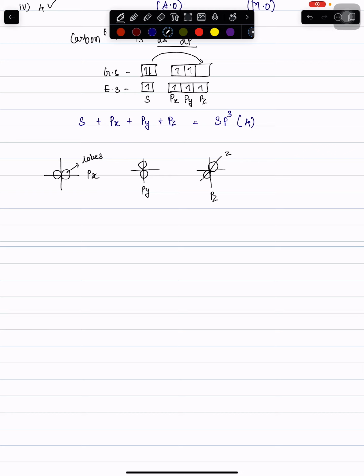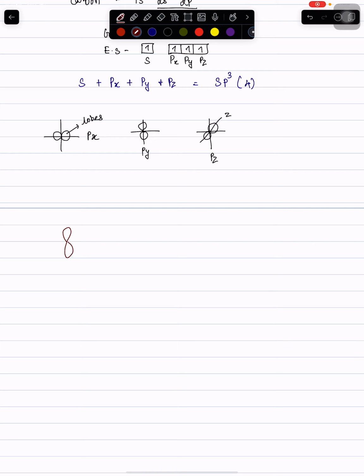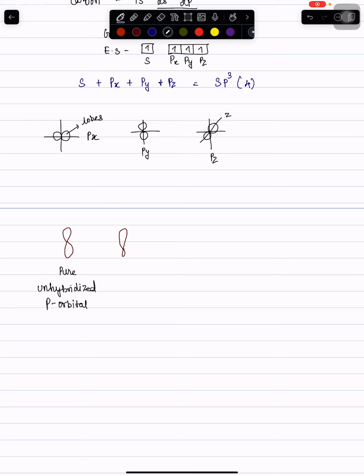If you see a pure p orbital, that is unhybridized, when it undergoes hybridization, it will be converted into something like this. This is a pure unhybridized p orbital. The shape of the p orbital is dumbbell shape. We used to say dumbbell shape. You might have studied that in the shapes of orbitals.